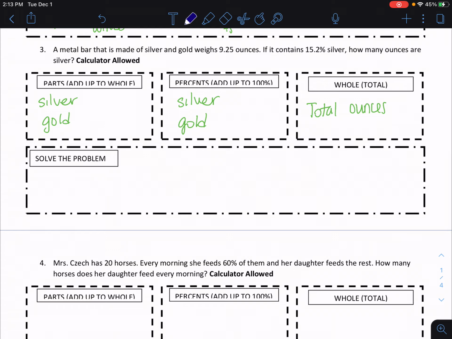It says the metal bar weighs 9.25 ounces, so that's going to be my whole amount because it's made of both silver and gold, so it's all together. It contains 15.2% silver, so I could do 100 minus 15.2 to figure out what gold is.